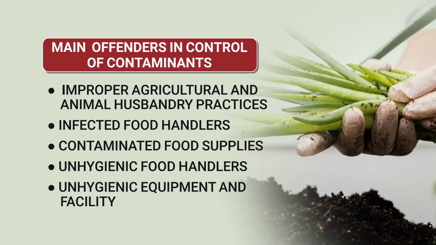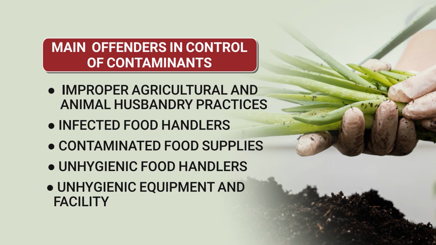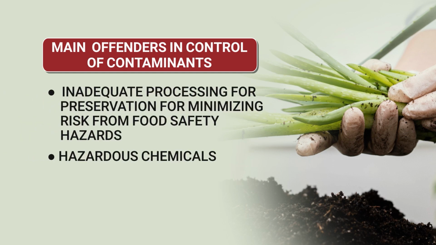Now, what are the main offenders in control of contaminants? It's mainly improper agricultural and environmental practices, infected food handlers, contaminated food supplies, unhygienic food handling, unhygienic equipment and facilities, inadequate processing for preservation, and inadequate minimizing of risk from food safety hazard chemicals. So these are the main culprits in the form of contaminants.